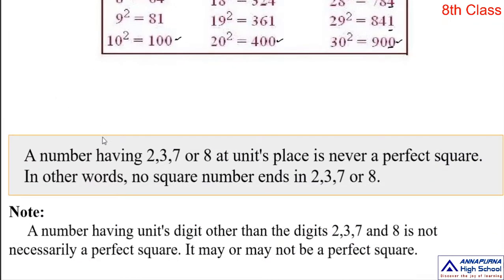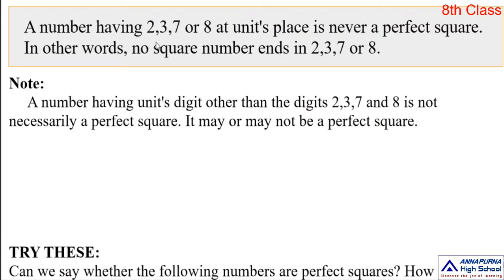Let's see. A number having 2, 3, 7 or 8 at units place is never a perfect square. This is the first property. In other words, no square number ends in 2, 3, 7 or 8. That means if you find the square of any natural number, the result does not end with 2, 3, 7 or 8.